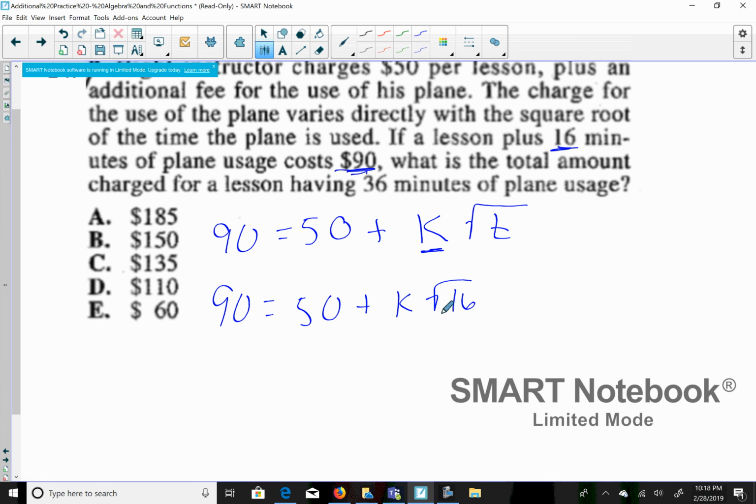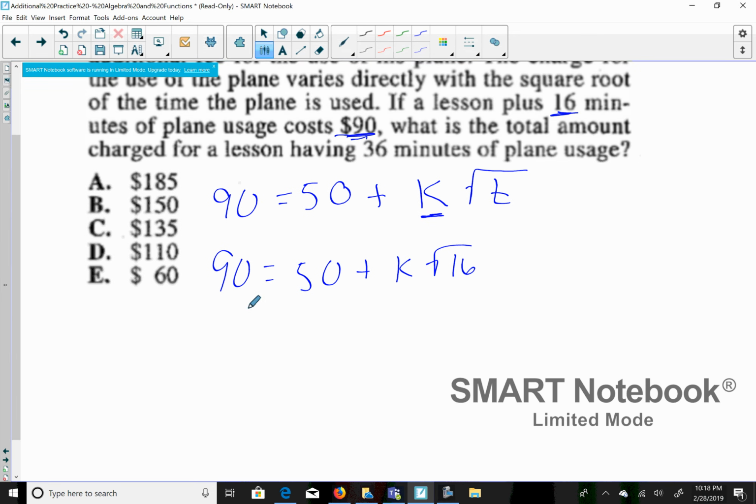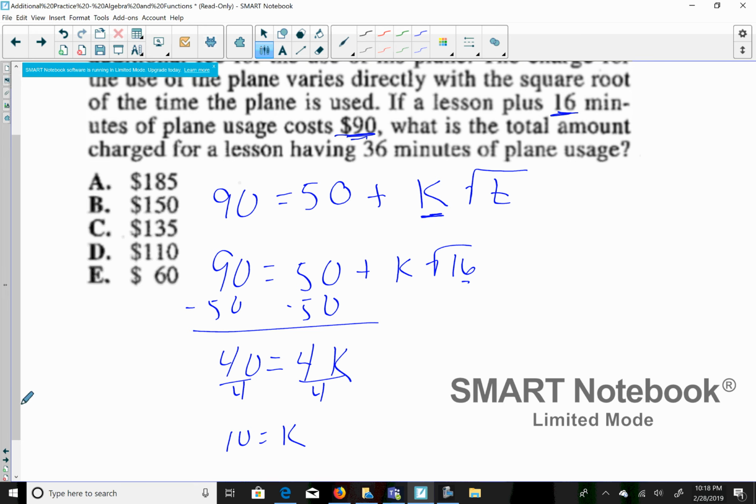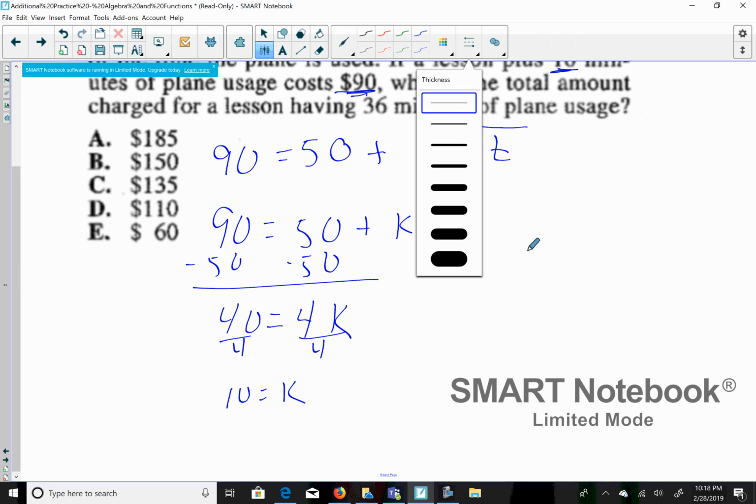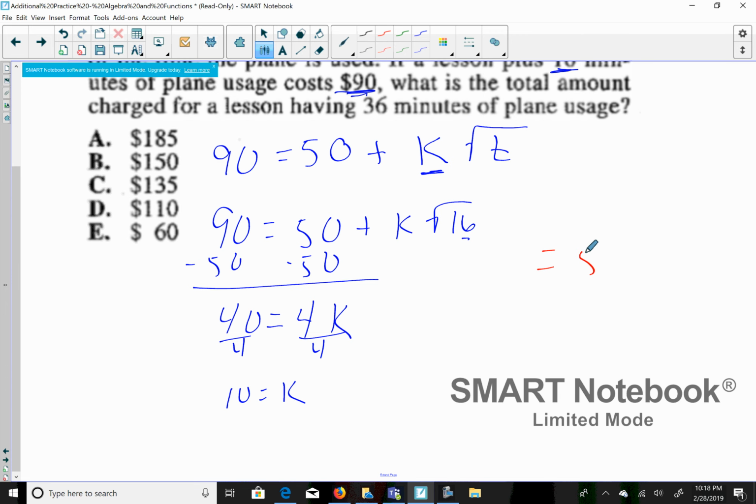Subtract 50 from both sides, and I'm going to get 40 is equal to, and the square root of 16 is 4, so this will be equal to 4K. Divide both sides by 4, and 10 is equal to K. So now write an equation for any time that the plane is used. I am going to say that the charge is equal to 50 plus 10 times the square root of the time that I use the plane.